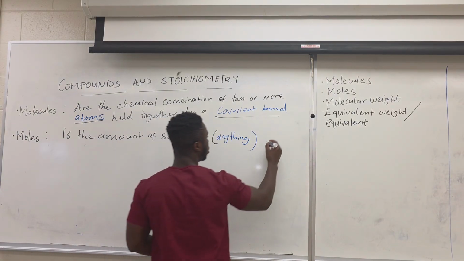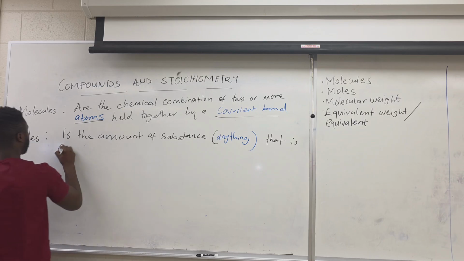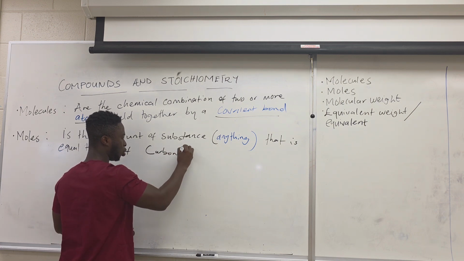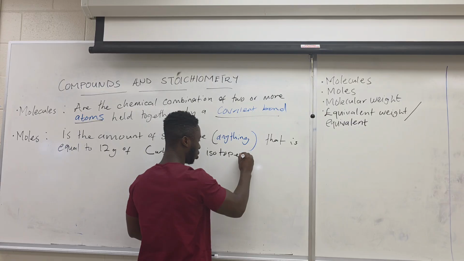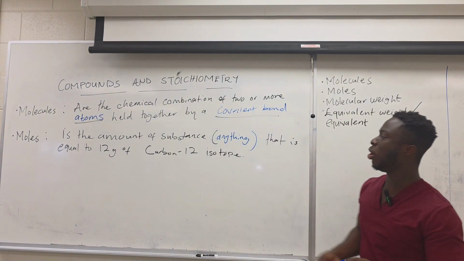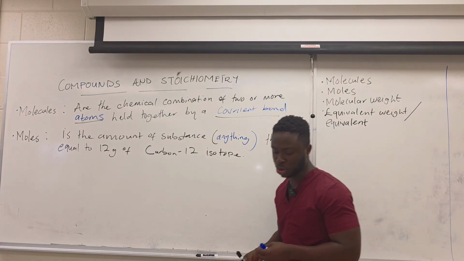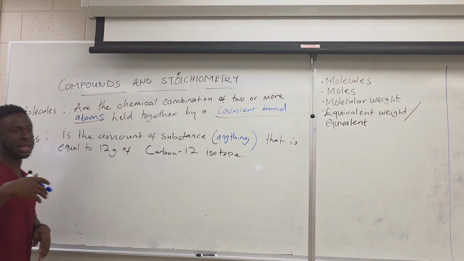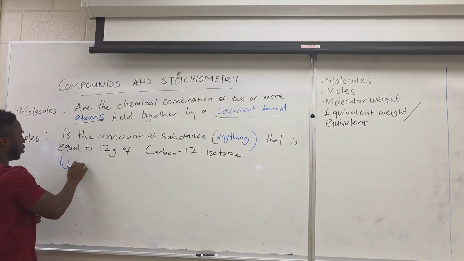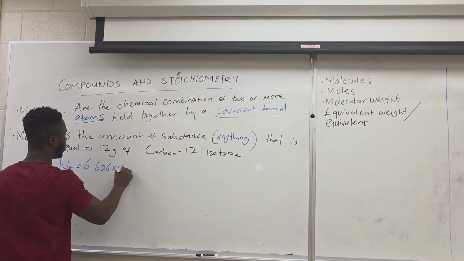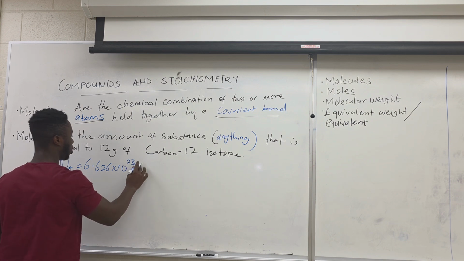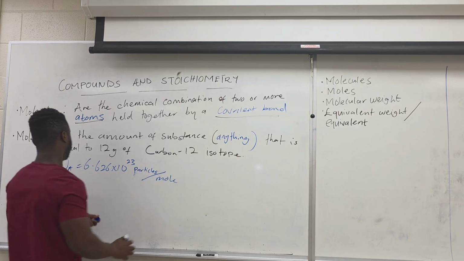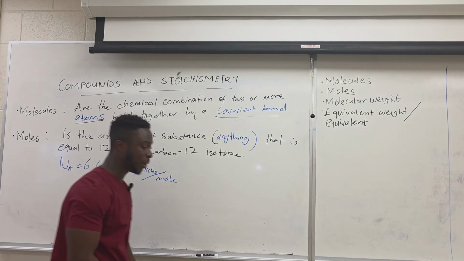So we say a mole is the amount of substance that is equal to 12 grams of carbon 12 isotope. And 12 grams of carbon 12 isotope has the Avogadro's number. So the Avogadro's number, which is equal to 6.626 times 10 raised to the power 23 particles per mole, right? So particles per mole. Let's really understand mole here before we move forward to anything else, right?